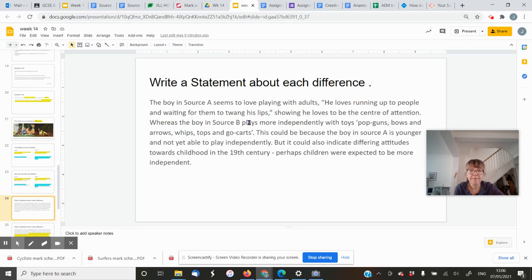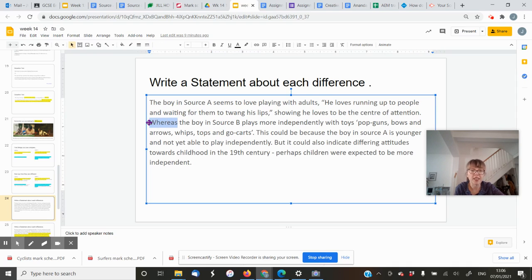And then it said you have to write a statement about each difference. So the boy seems to love playing with adults, showing he likes to be the centre of attention, whereas the boy in source B, so using keywords, things like whereas, when you're going on to talk about the next one. And then we're making differences about the boy in source A being younger and maybe not able to play independently, but also, like we said, it's a difference between childhood in the 19th century and the present day. That children were maybe expected to be more independent and not bother the adults.